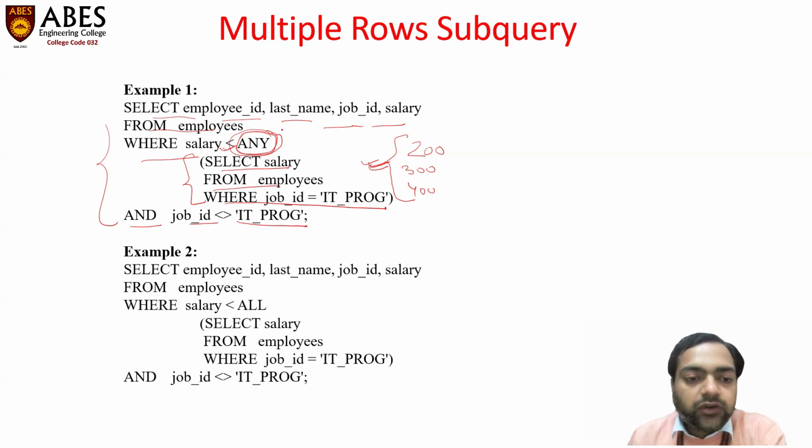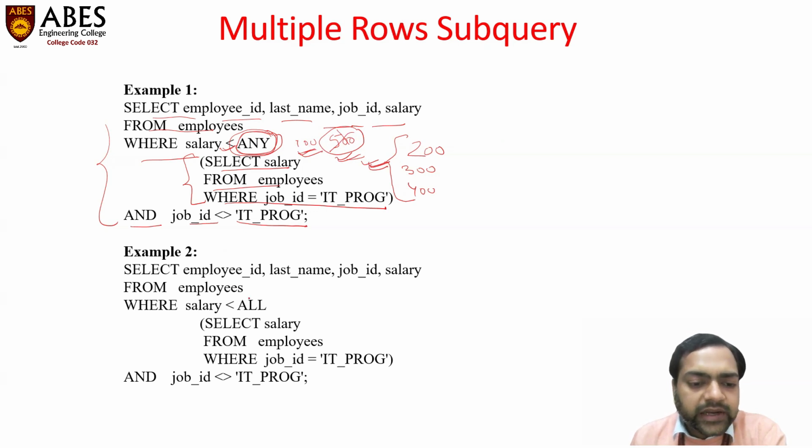Now, if we talk about where salary is less than any of these, let's suppose we have a salary of 100. Will it be accepted? Yes, because it is less than any of these values. Now, let us suppose we have an employee whose salary is 500. Will it be less than any of these? No, it will be greater, so it will not be accepted. In this case, 100 will be accepted.